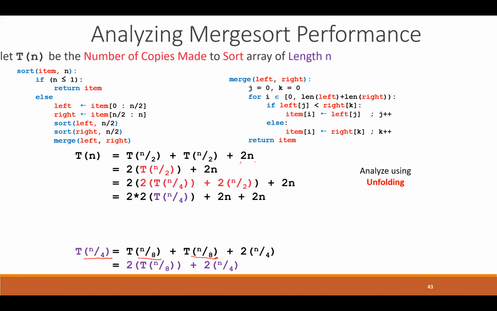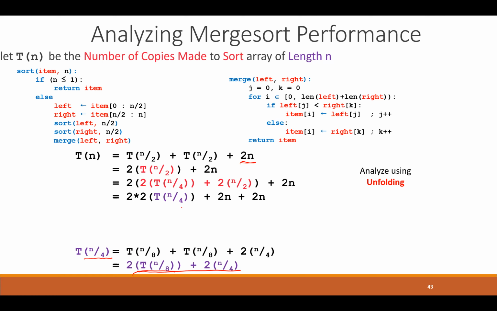Plus 2 times n, I replace the n with n over 4. I get 2 times n over 4. I collect the like terms, and again, I have 2 times t of n over 8 plus 2 times n over 4. All right, so now I can plug this back into here.